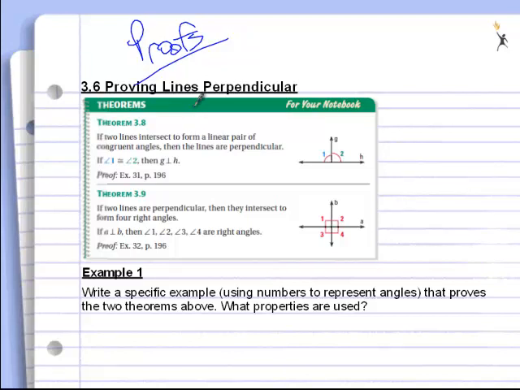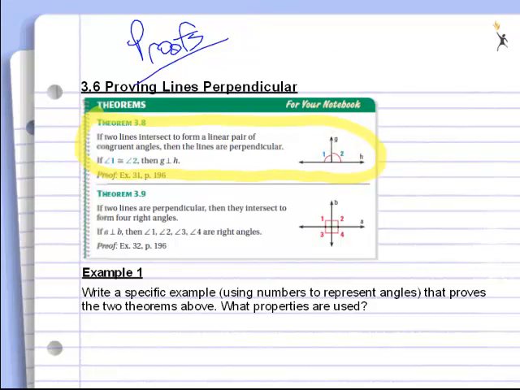And the way that the book and the way that we're going to introduce it is just by having you look at the theorem and maybe do a couple proofs. So we're going to go through this rather quickly. The first theorem that they introduce you to deals with two angles being congruent, angle 1 and angle 2.